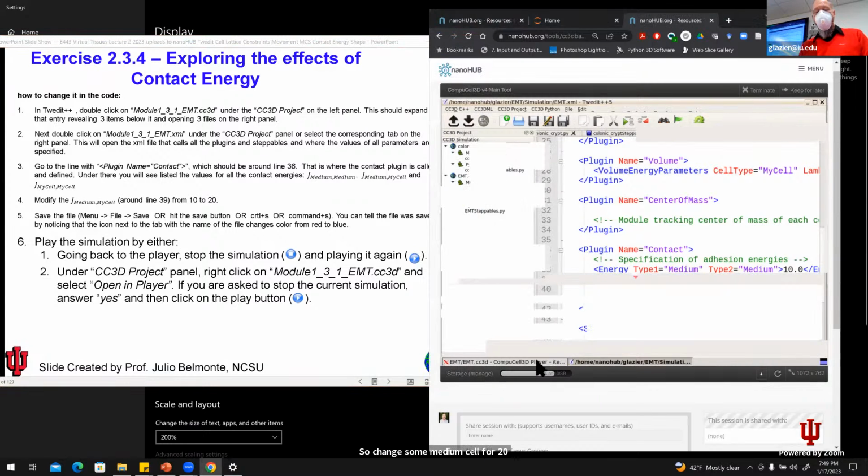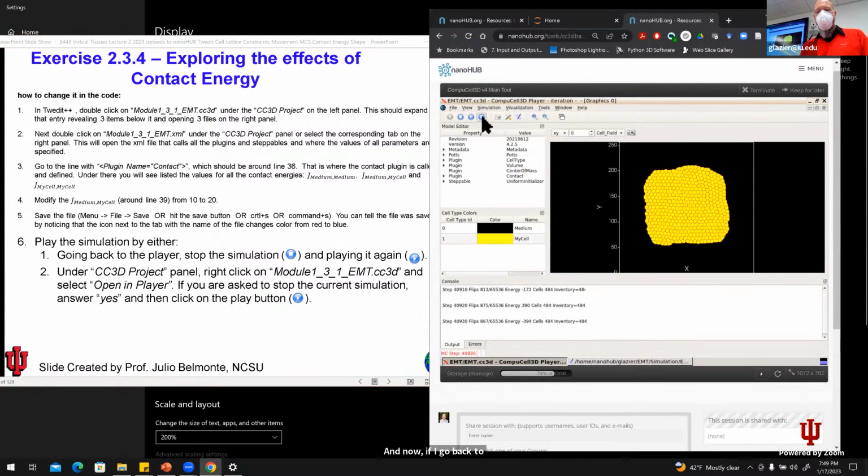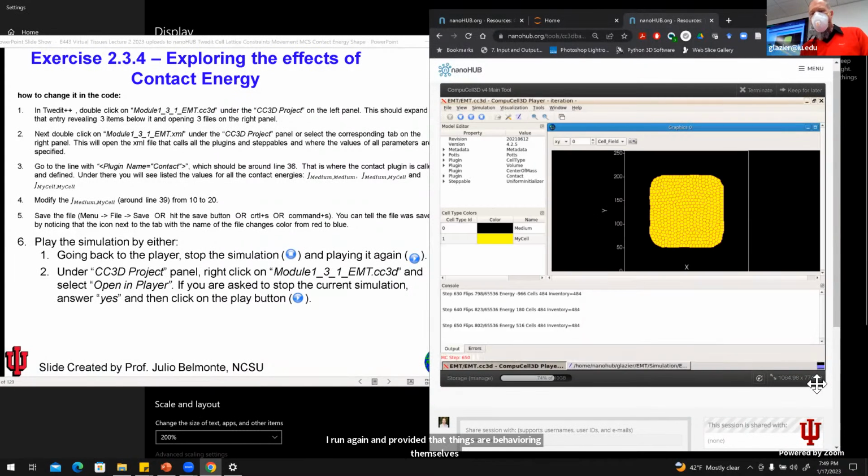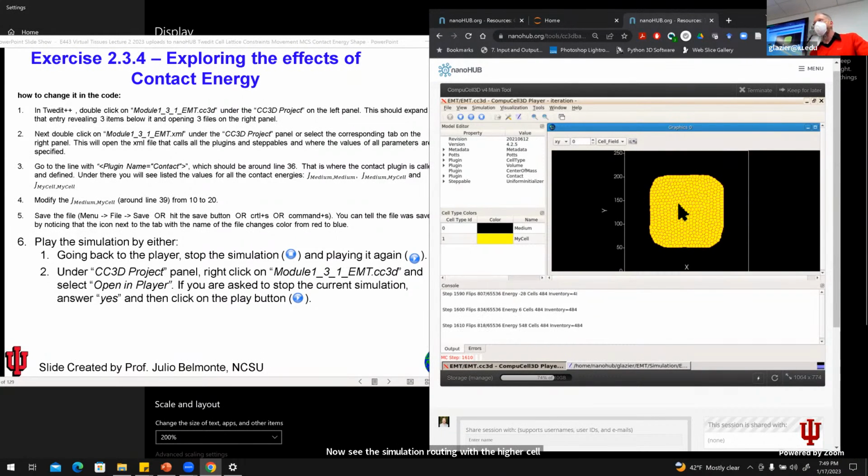And now if I go back to player, whether it's local or online, I hit stop and I run again. And provided that things are behaving themselves, that may be a big if here. If on nanoHUB the screen doesn't redraw, joggle the bottom corner here, and it will force it to redraw the screen. And you will now see the simulation running with the higher cell medium contact. The difference here is pretty subtle between these two situations.